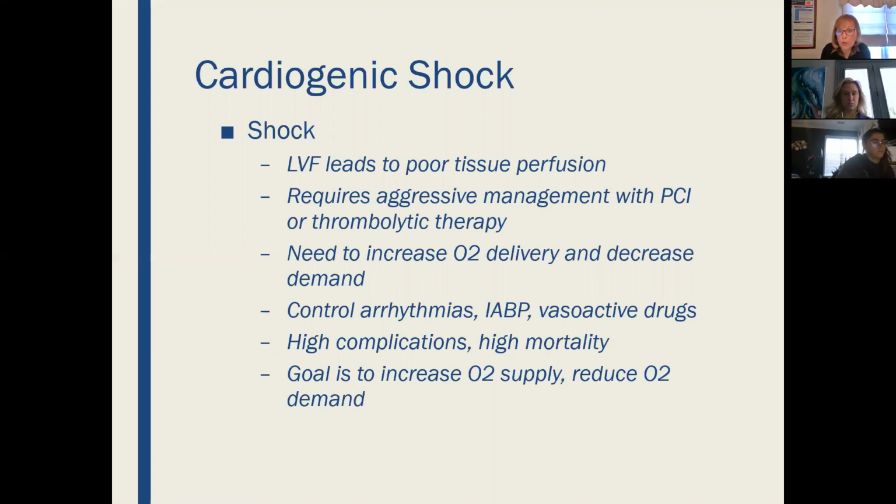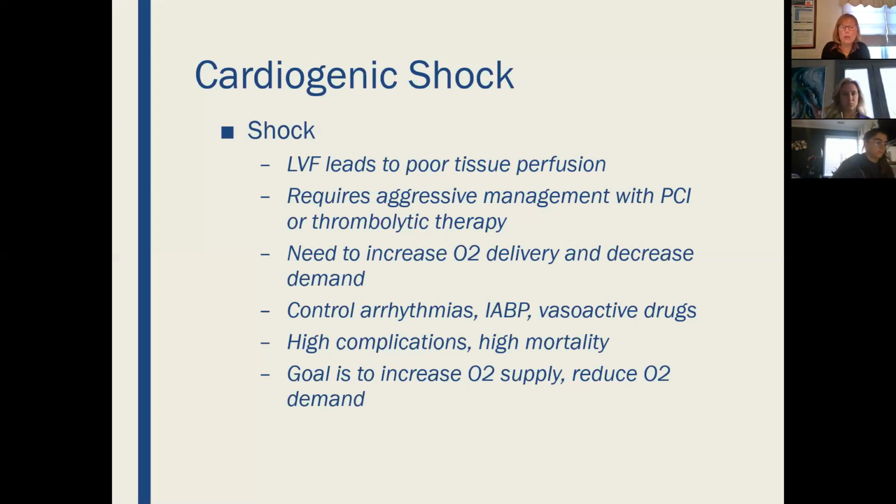So control the arrhythmias. We have an intra-aortic balloon pump that I'll talk about later when I do the cardiogenic shock lecture. But an intra-aortic balloon pump kind of takes over the work of the left ventricle. And so that's something we can do.